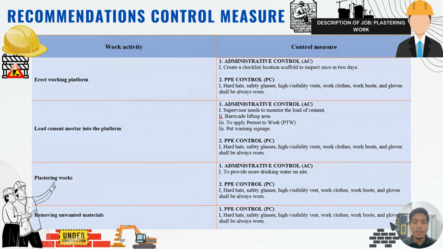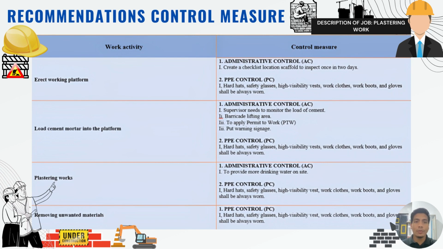In my presentation on recommendation for control measure in plastering work, I would like to highlight the following step and corresponding control measure. Firstly, in the step of erecting working platform, it is important to implement administrative and personal protective equipment control. The administrative control involves creating a checklist to inspect the scaffold location every 2 days. On the other hand, workers should always wear essential PPE such as hard hat, safety glasses, high visibility vest, work clothes, work boots, and gloves.